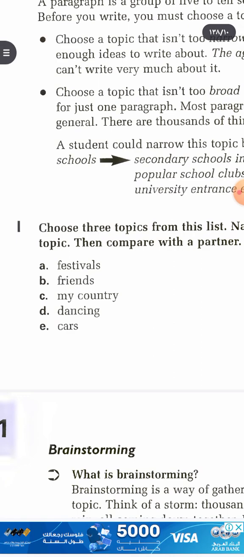Narrow each of these topics down. The first topic is festivals. These topics are very general, so don't make them general. What ideas are you going to write about festivals? Friends, what ideas are you going to choose to write about friends? My country, what ideas are you going to choose to write about your country? Dancing? Cars? Think of this and narrow down these five topics. This is your first activity.